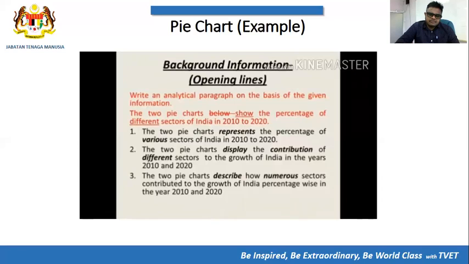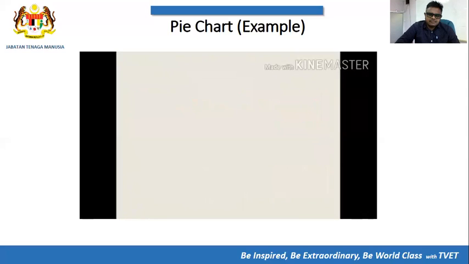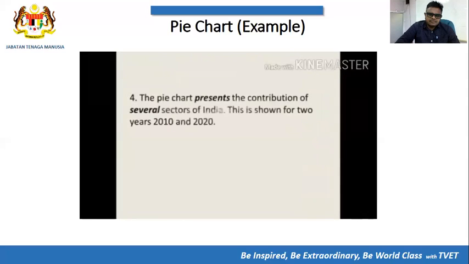You can see the third sentence also. We have used the word describe in the place of the word show. And again we have used the word numerous in the place of the word percentage. So in this way, dear students, we can use different kinds of vocabulary words. Yes, these are called vocabulary words.